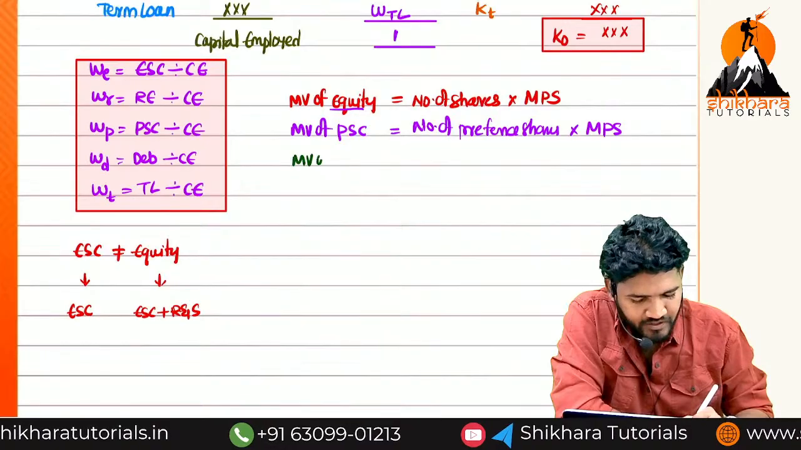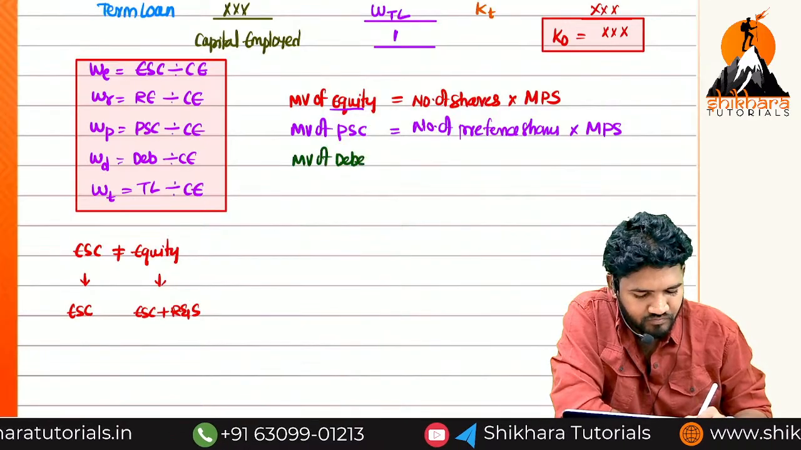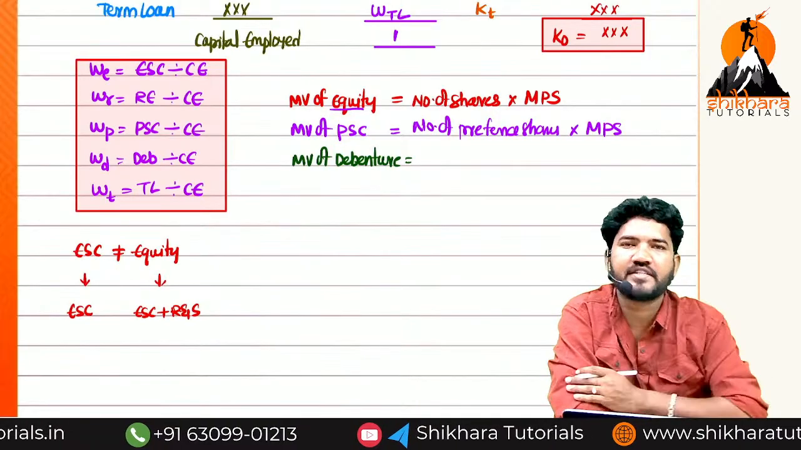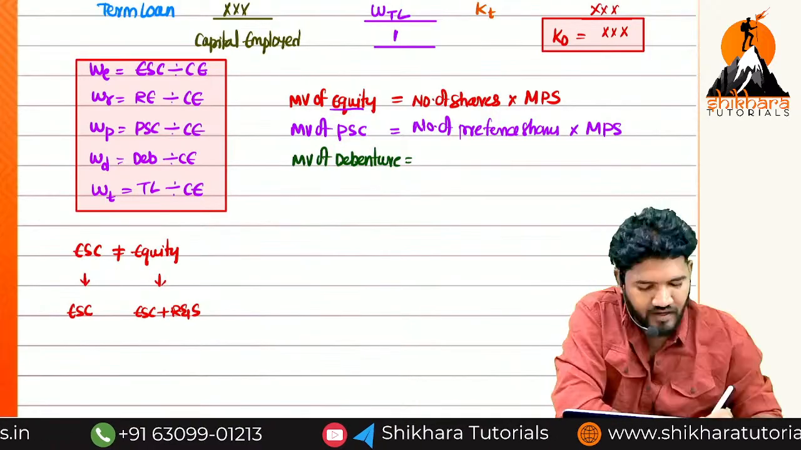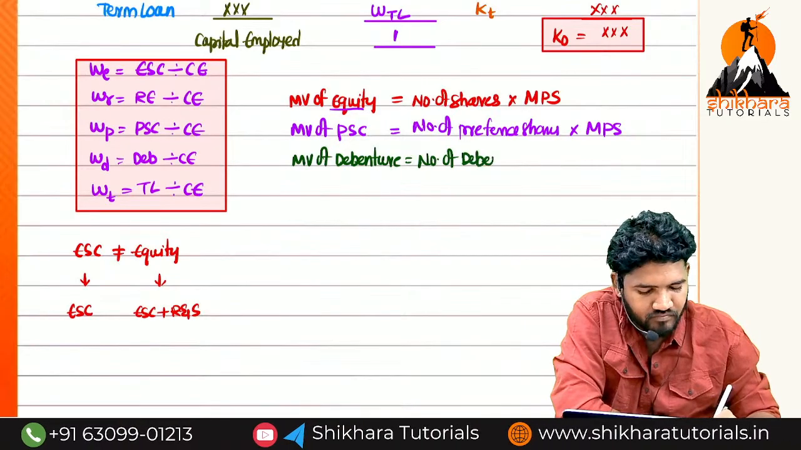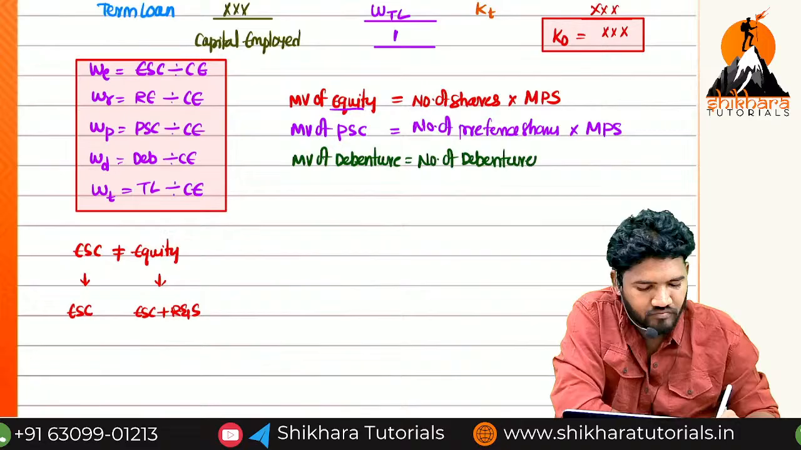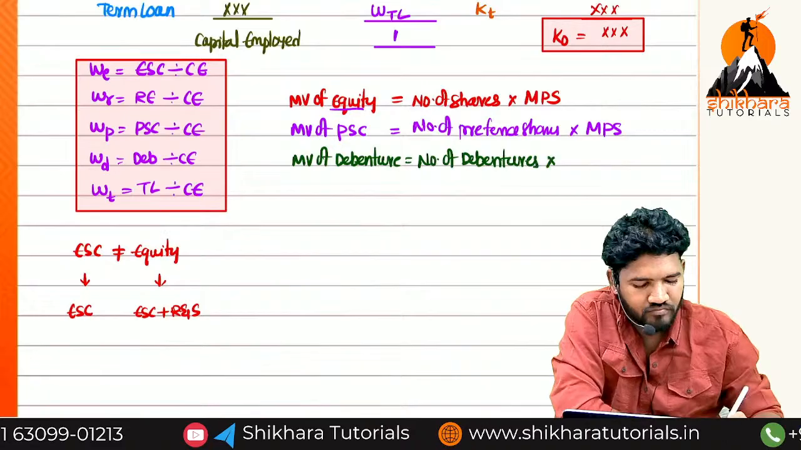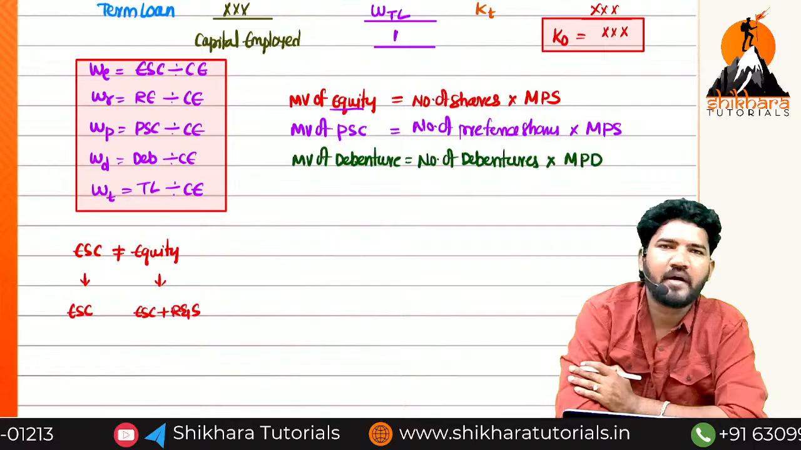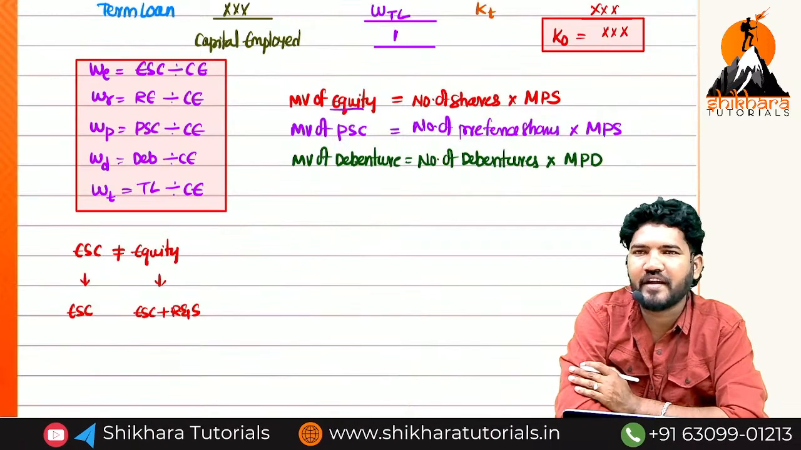Next, is market value of debenture possible? Yes or no? Why? Because number of debentures is there, number of securities is there. Number of debentures into market price per debenture. Now what you get is known as market value of debt.